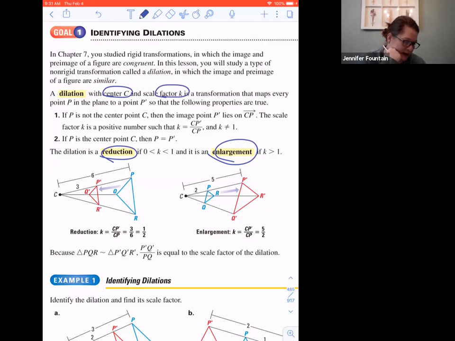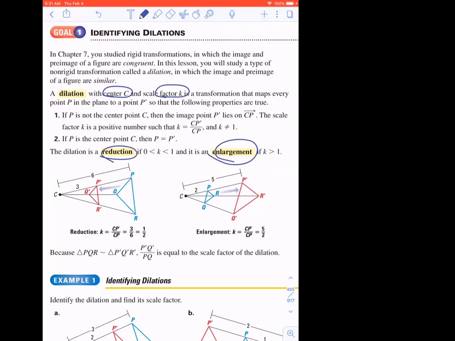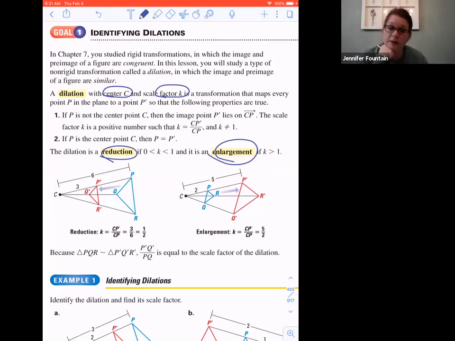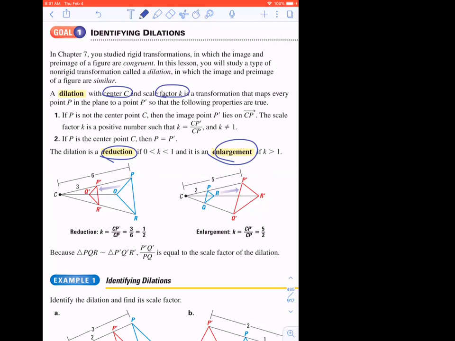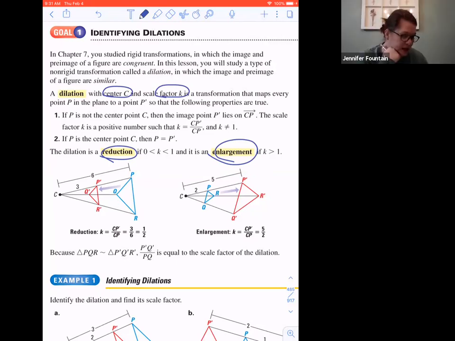Now it says in a dilation, every point P in the plane maps to point P prime, so the following properties are true. What were the last two blanks? So we filled in bullet point 1 is enlargement and reduction. Bullet point 2 is C and K. That's all we filled in so far. Now we're on to 3.